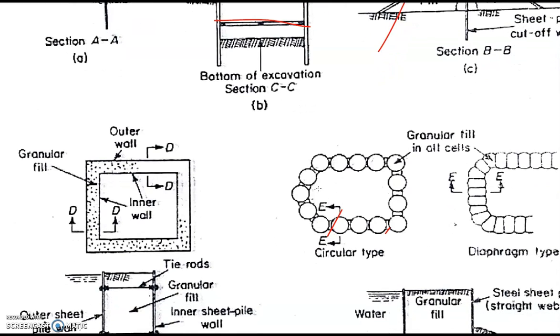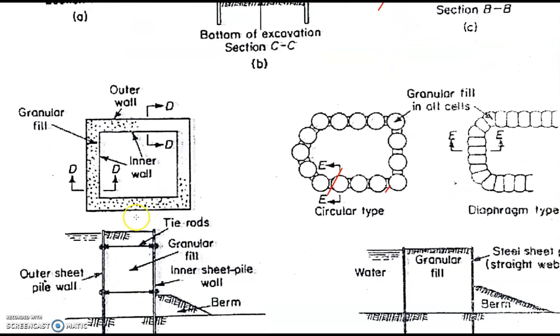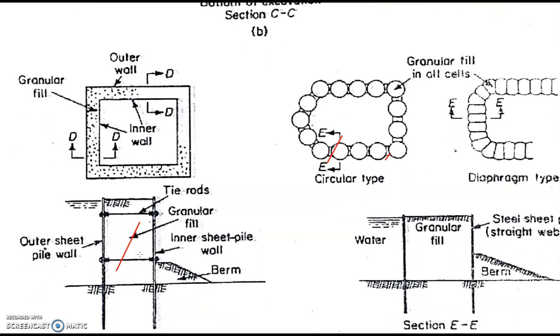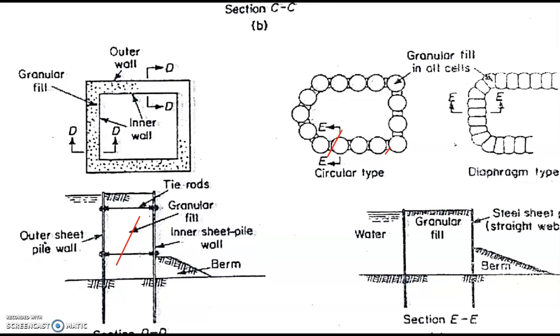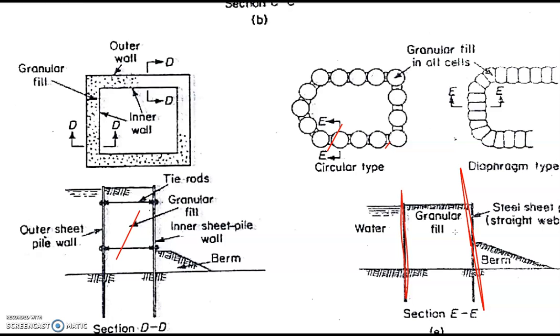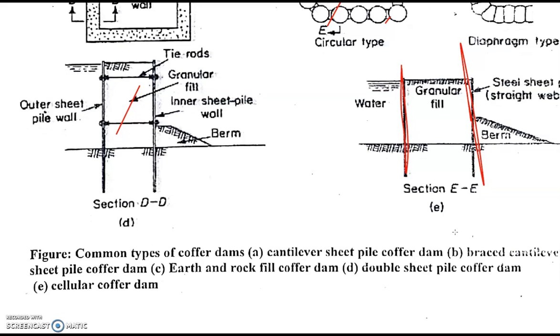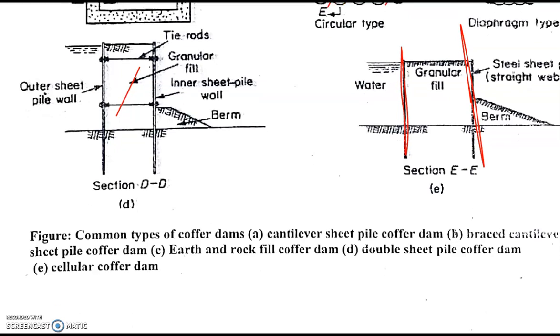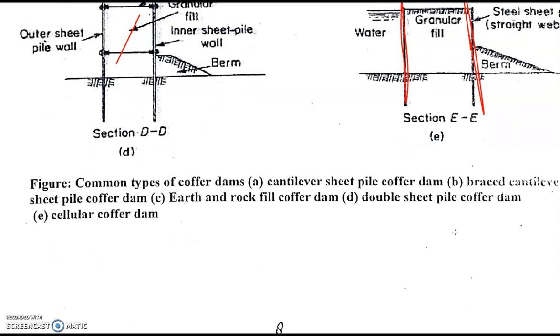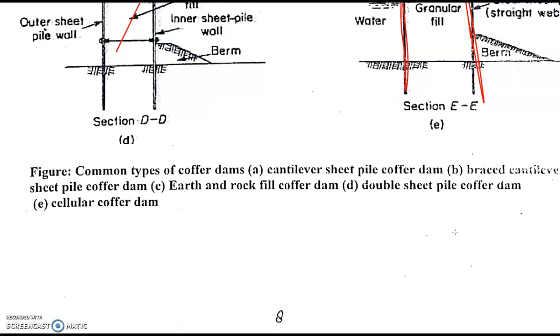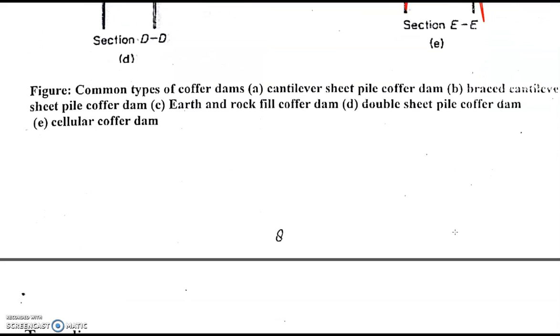Similarly, cellular type cofferdams, you can see that they are also connected through the lateral bracings or struts. And you might wish to put a granular fill as well, just to stop the water. And you can have sheet piles on the sides. So granular fill gives you more stability, and sheet piles give you protection against erosion, an impervious interface. So this is very important for you to know, and we sometimes ask this in the examination, that through figures you demonstrate the various types of cofferdams or similar types.